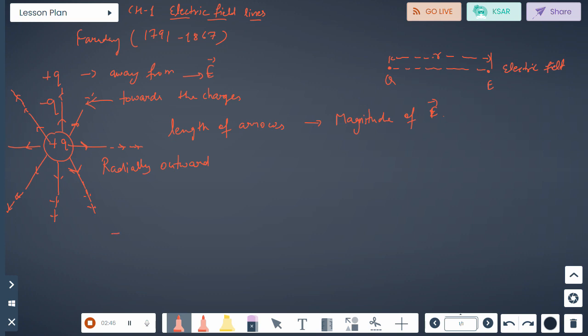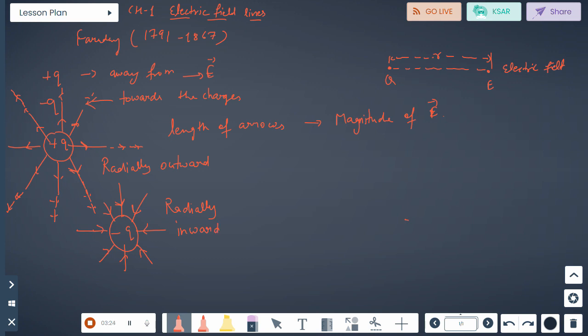And for negative charge, it is radially inward. For negative charge, here the magnitude is greater, and as the distance increases, the magnitude always decreases. It is towards the charge, radially inward.